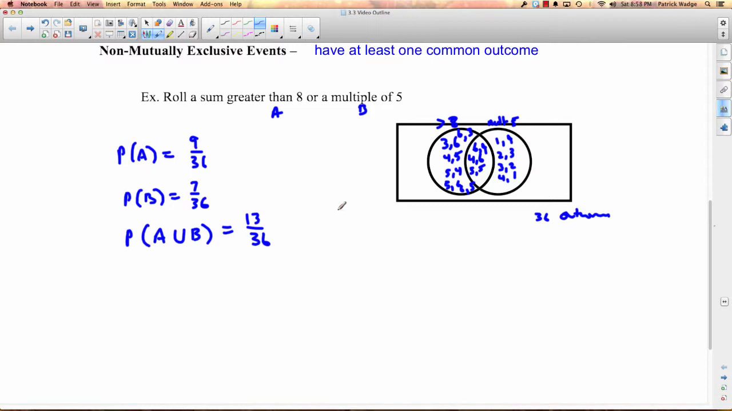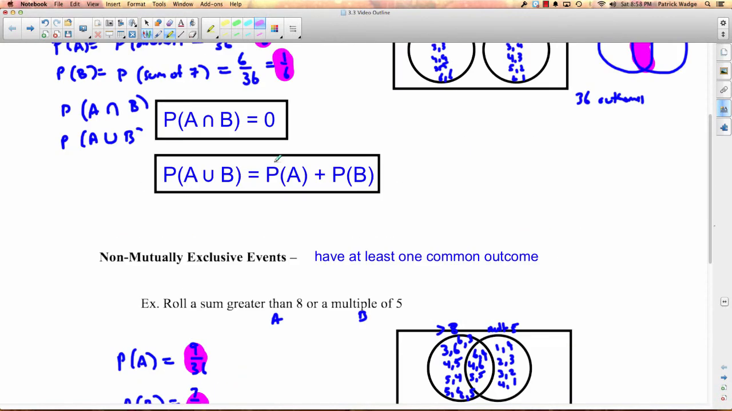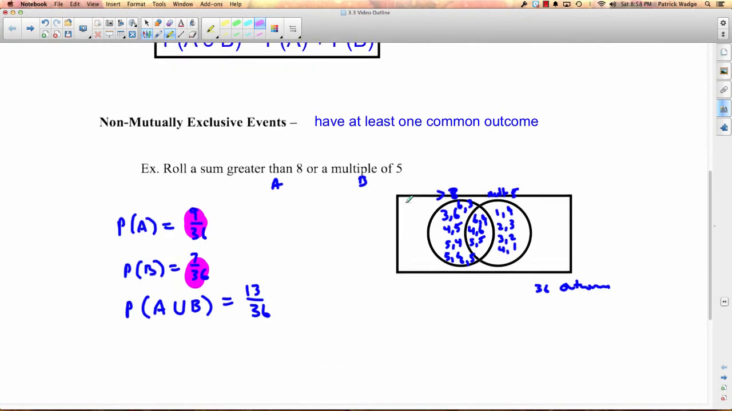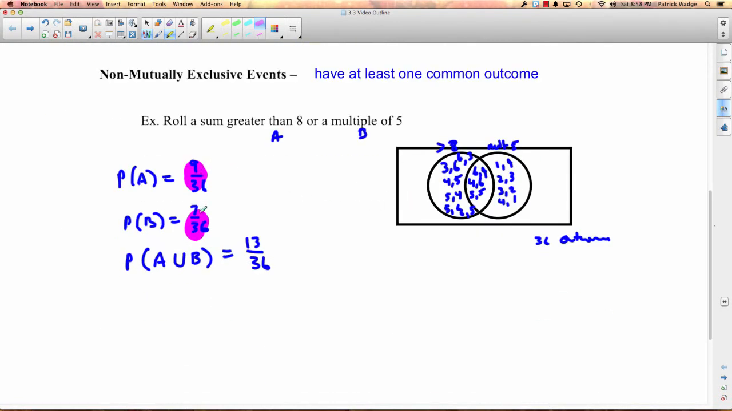Okay, here's the interesting thing. This time we would have had a big problem if we just knew these probabilities and we wanted to get this probability. Up here, all we had to do was add those. 1/6 and 1/6 equaled 2/6, which is a third, and that's exactly what our answer was, 1/3. But down here it doesn't work. 9/36 plus 7/36 is 16/36, and we want to get 13/36. How could we have gotten that? Well, the key is this middle part here. How much overlap is there? 3/36.